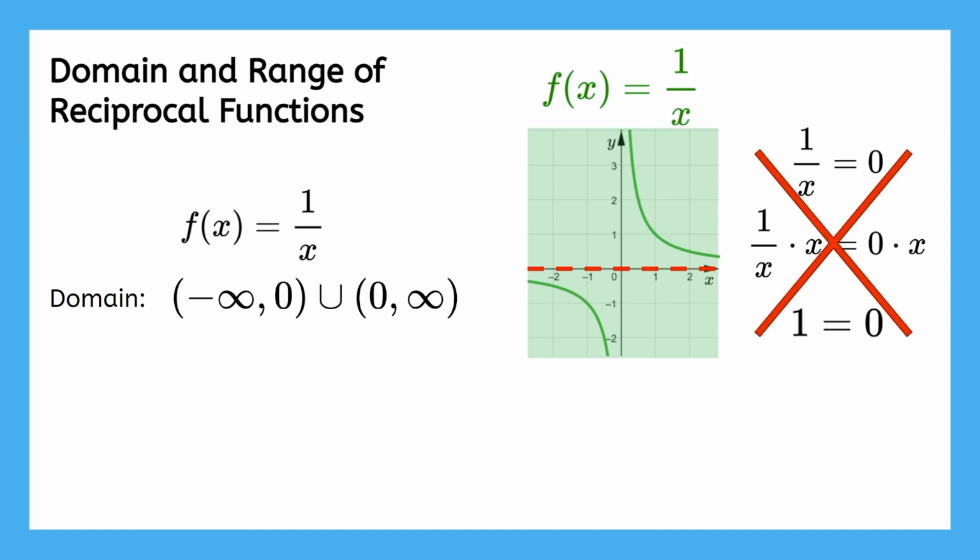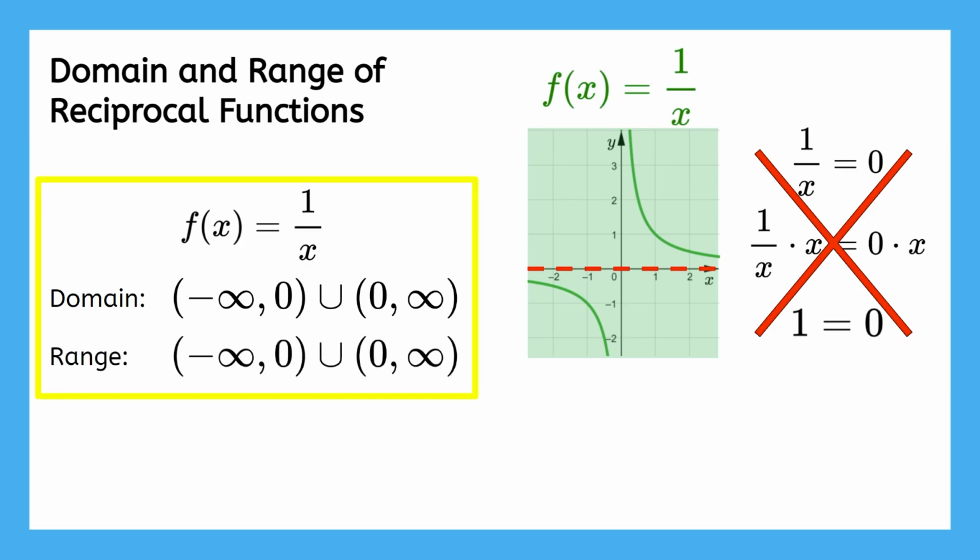That means 0 is also the only number not included in the range. So both the domain and range are all real numbers except for 0. Don't feel bad for 0 though. If 0 wants to get included in more functions, it should start by not causing as many problems.